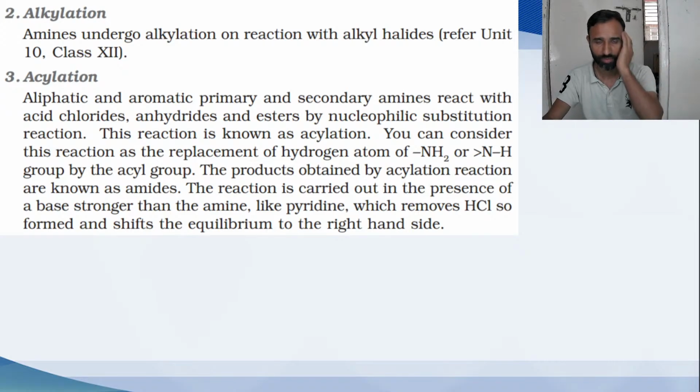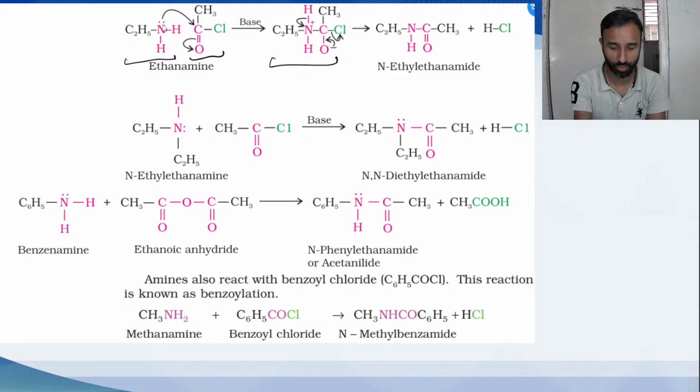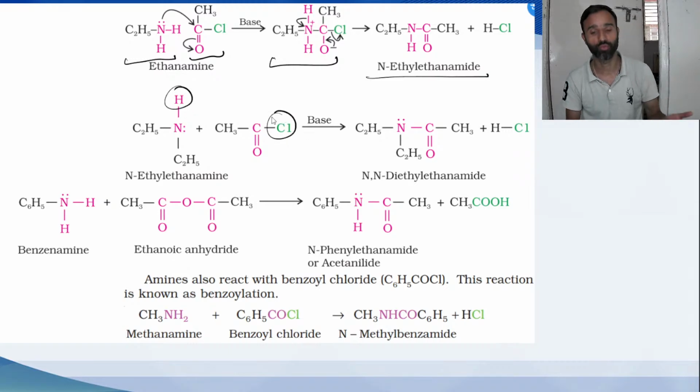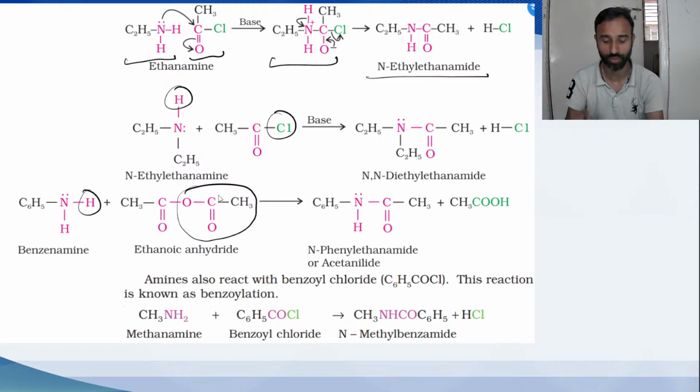Alkylation we have done before. Acylation, just add a CO group. See, when an amine reacts with an acid chloride, the lone pair attacks the CO group, and we get this product. When it attaches to carbon, nitrogen gets a positive charge, and then ultimately Cl negative is removed along with H plus. So we get N-ethylethanamide, H and Cl are removed. Here again H and this whole group is removed. Again H and Cl. So we get these products, that is acylation.